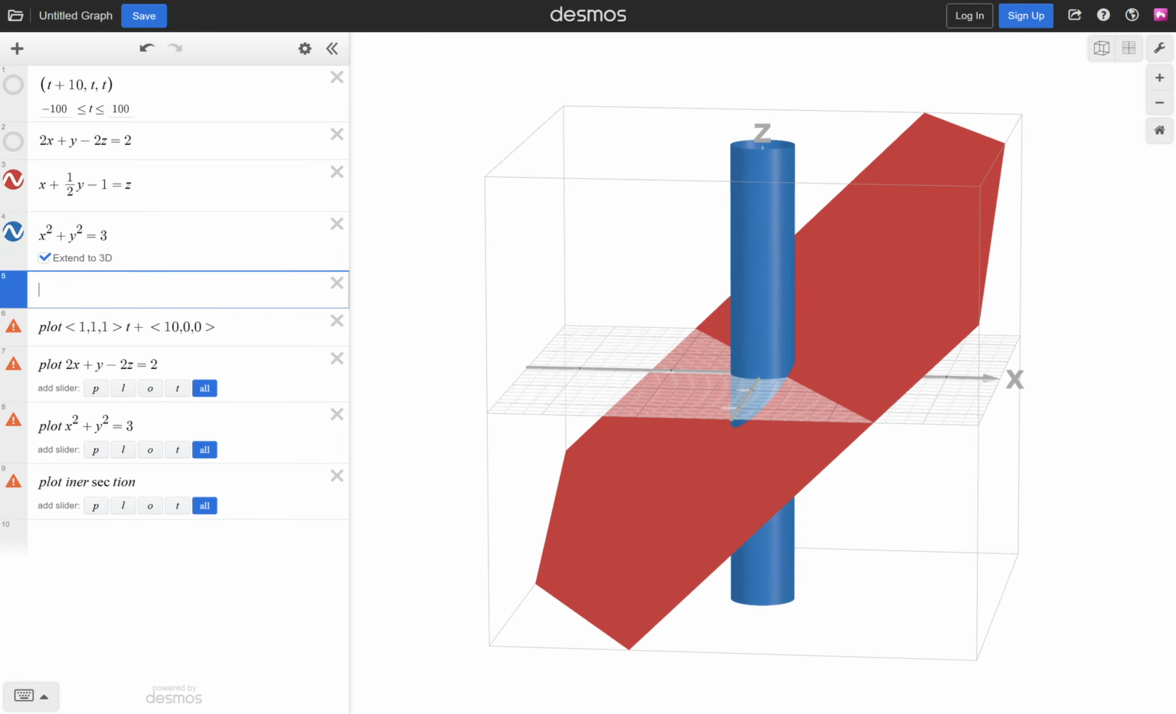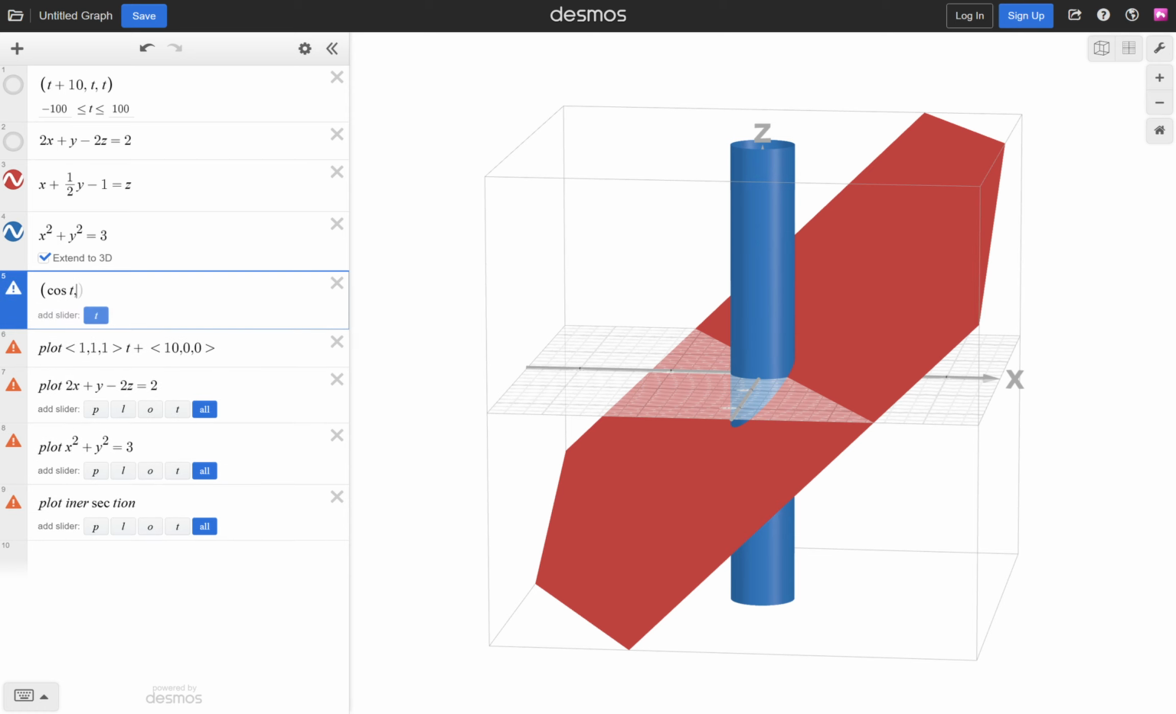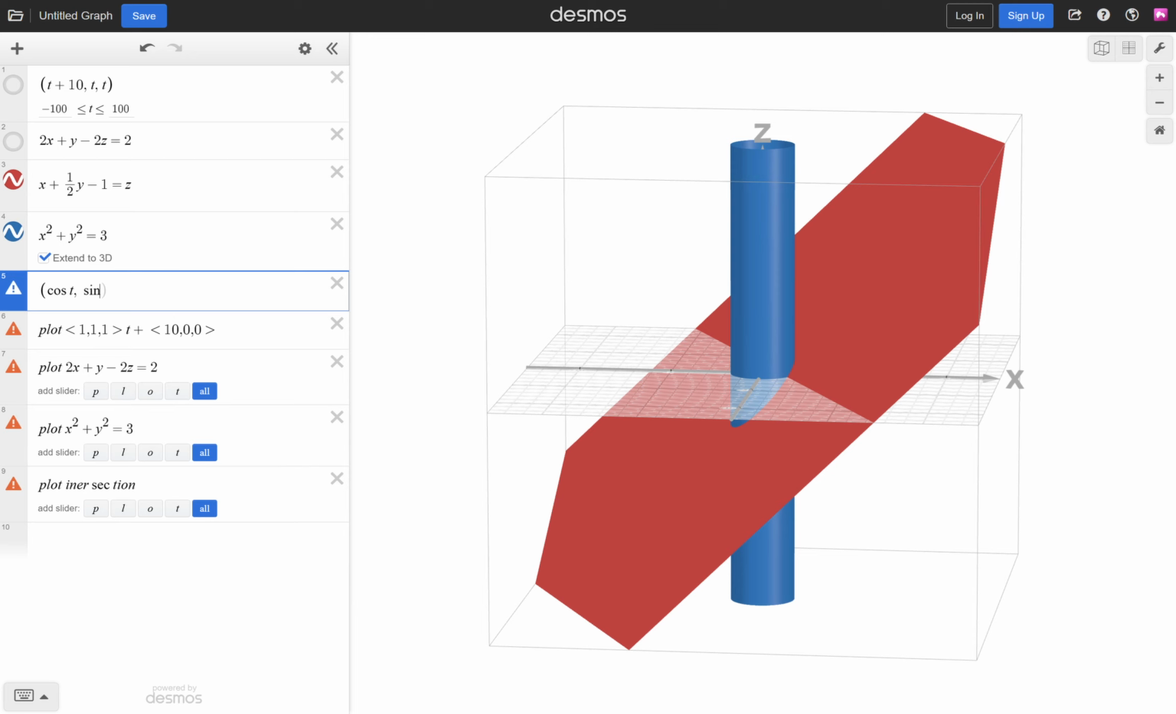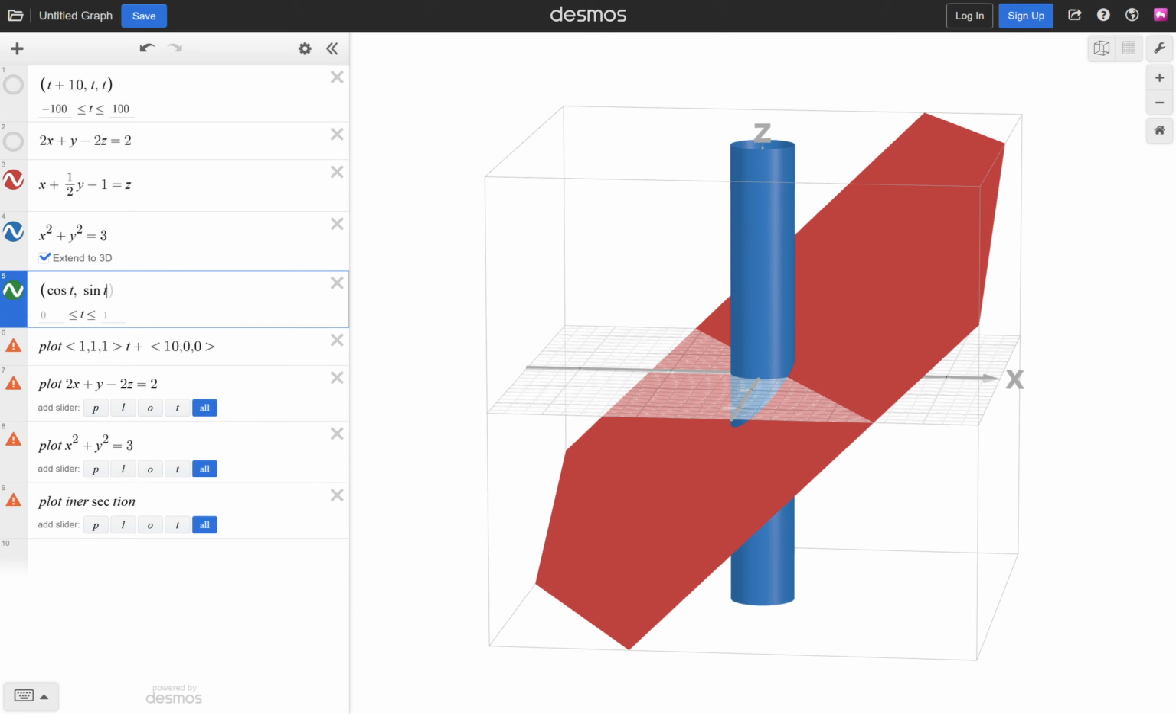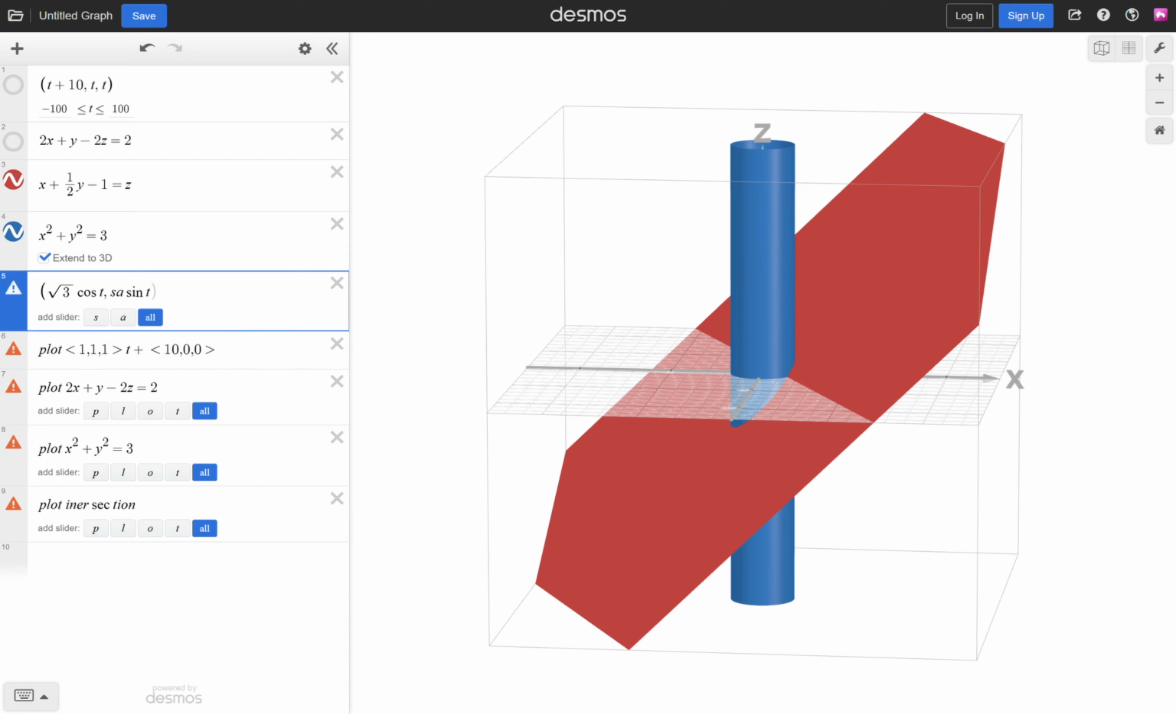To do this, we can begin by keeping our x and y the same as in the cylinder. So we can do parametric form, so we could do cosine t, sine t for the x, y values, and we know that the radius is square root 3, so we can multiply this by square root 3 to give us a circle of radius square root 3 in the x and y values.